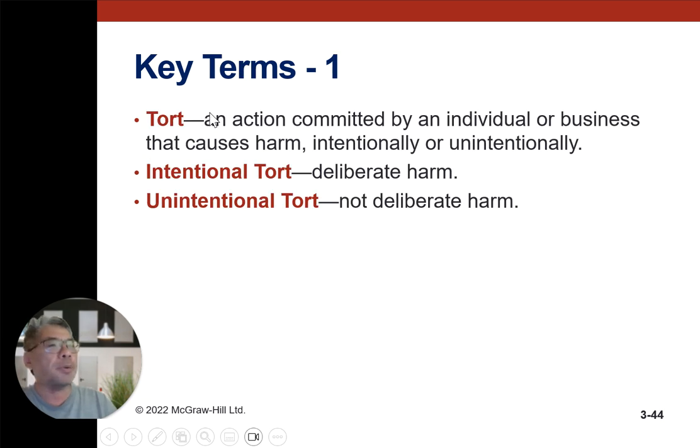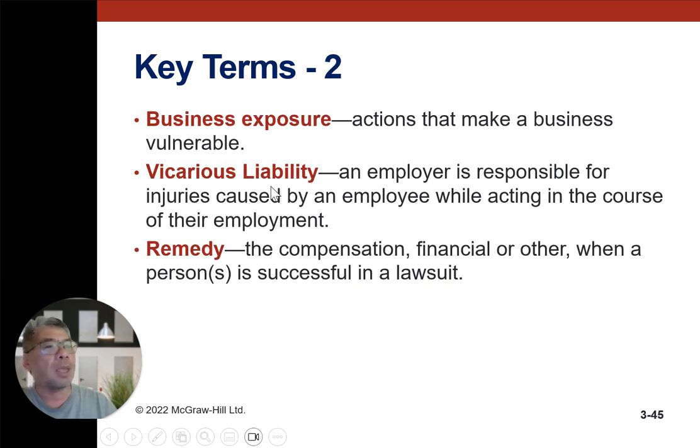Let's look at the key terms that you need to know. Okay, these are going to be questions in your EdPuzzle, also in some of the quizzes that are going to be coming out. Tort is an action committed by an individual or business that causes harm intentionally or unintentionally. That is the definition of tort. Intentional tort is a deliberate harm. Unintentional tort is not deliberate harm. Okay? Business exposure: action that makes a business vulnerable.